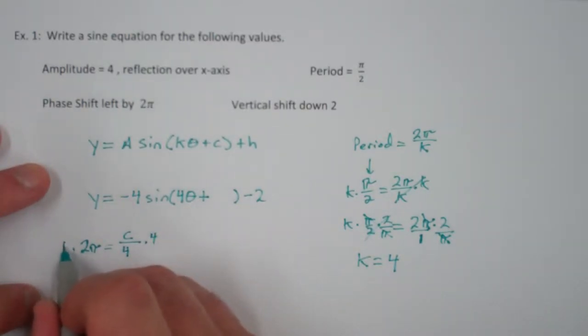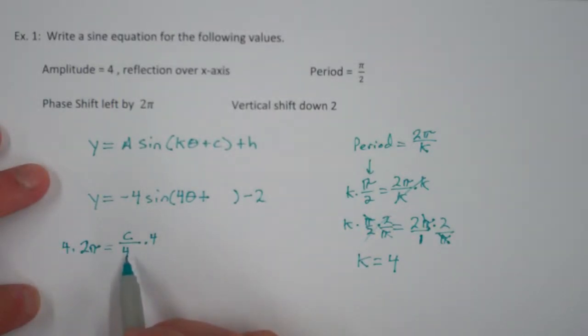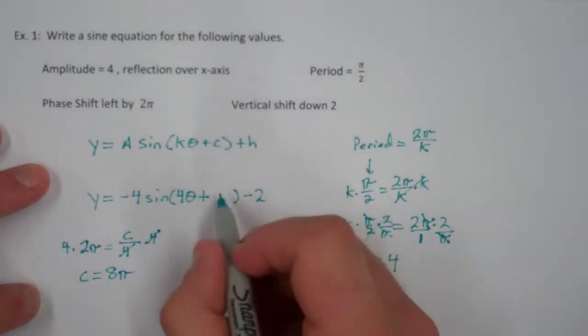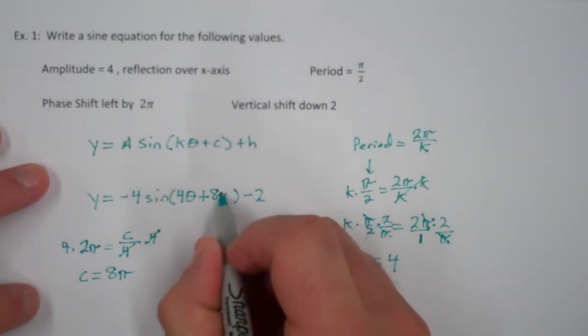So we're going to multiply by 4, and you can see here if you don't find k first, you're going to have some troubles doing this, but you'll figure it out pretty quick, I'm sure, being the astute math student that you are. So 4 times 2 is 8, and then we've got 8 pi here. So that's the value that's going to go here.